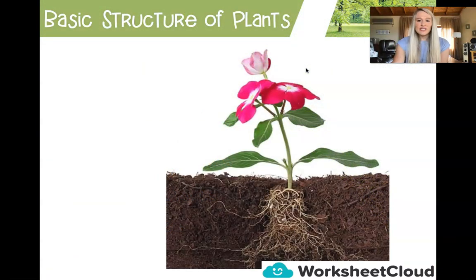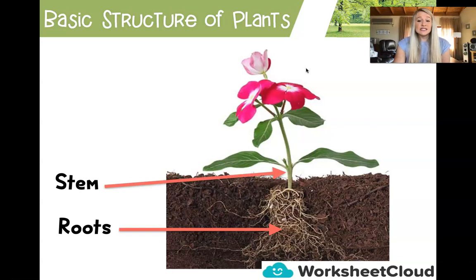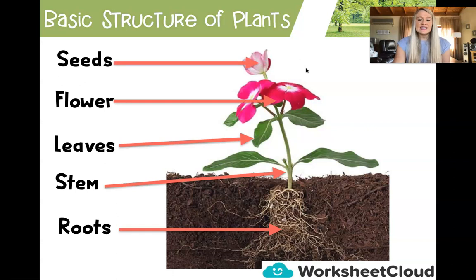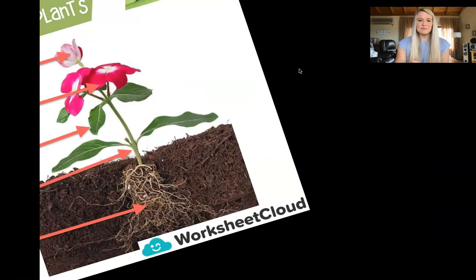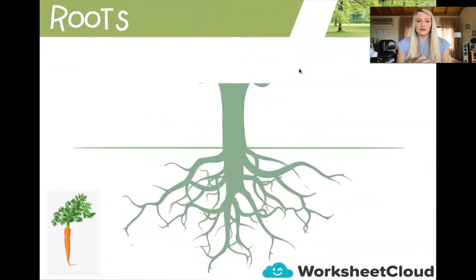So before we start off with the roots, let's have a look at the basic structure of plants and where all these components are. So we have our roots, as you can see on this beautiful picture. We then move on to the stem. We have our leaves, our flowers, and the seeds that are formed within the flowers, and I'll explain that a little bit later. So starting off with the roots.